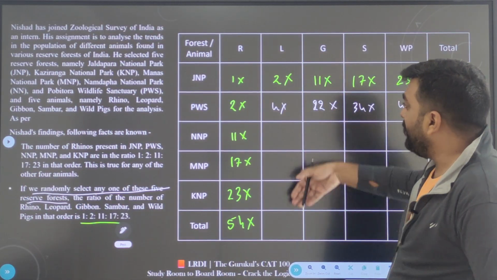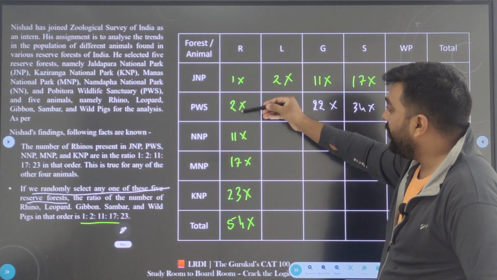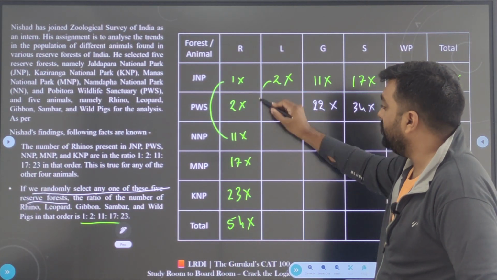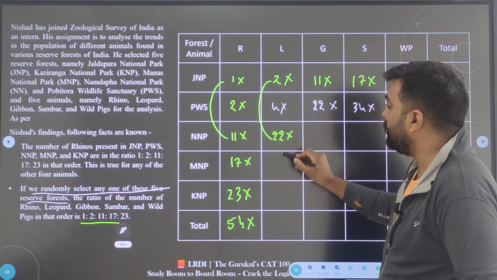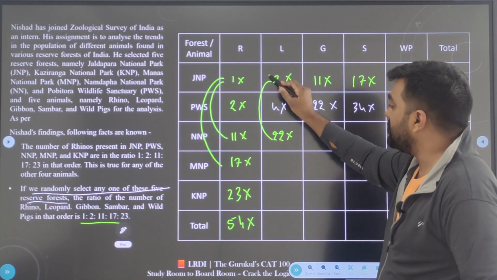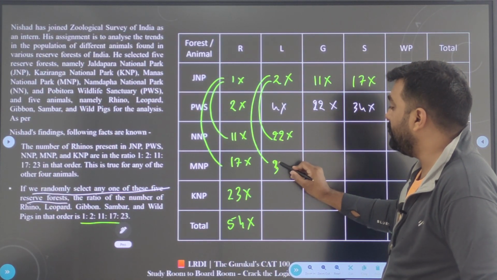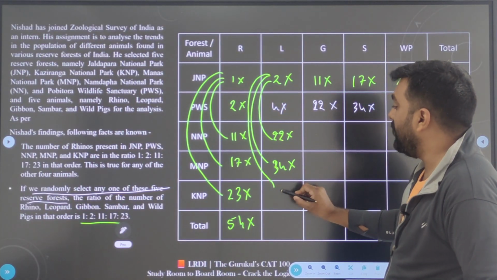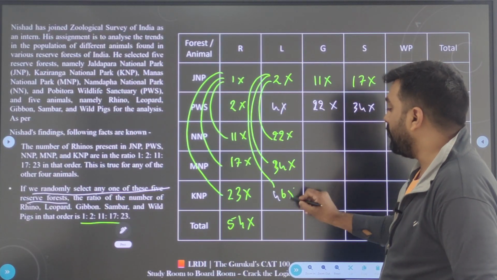Okay. Now let's see vertically. 1 became 2 into 2, 2 became 4. Now I am multiplying with 11, this should be multiplied with 11, this will be 22x. I am multiplying with 17, I should multiply with 17 which is 34x. I am multiplying with 23, so here also I should multiply with 23 which is 46x.